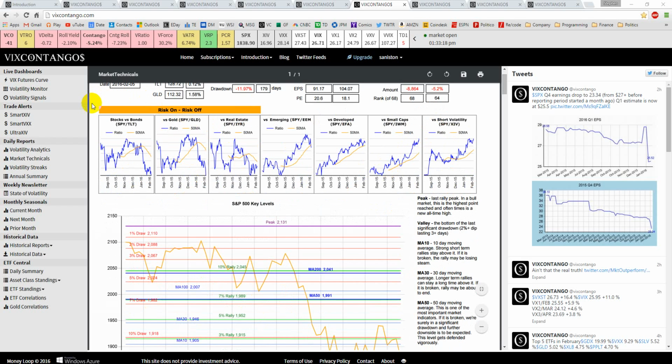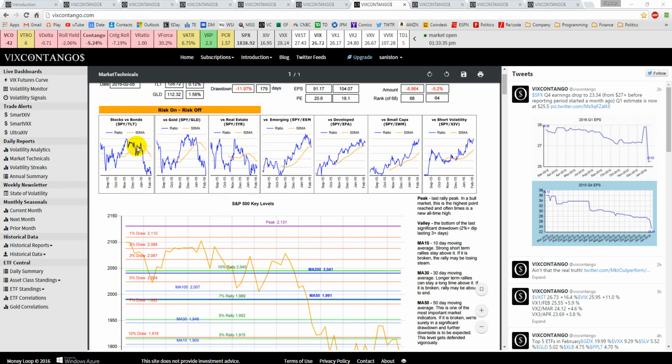Then we get to see a chart about how the SPY compares to some major asset classes. So we have a comparison. This is the correlation against bonds, against gold, against real estate. These are essentially risk on, risk off.